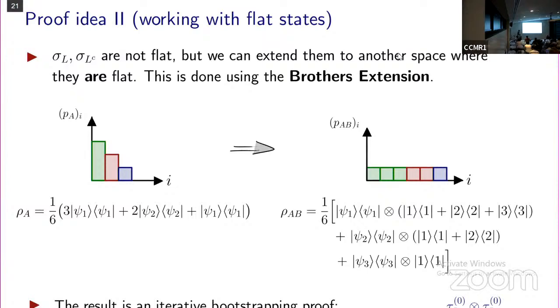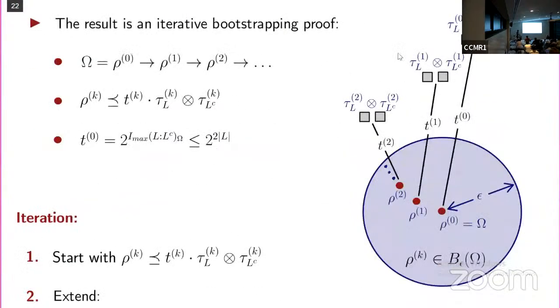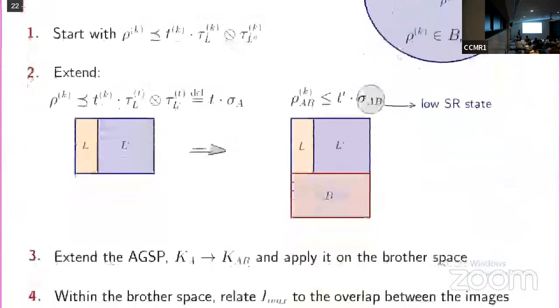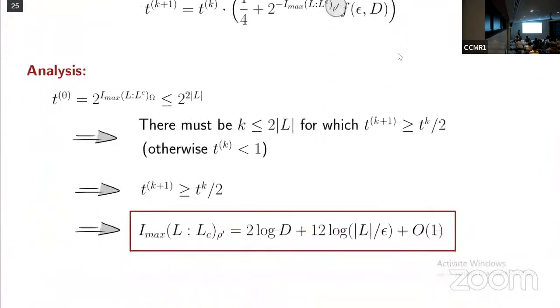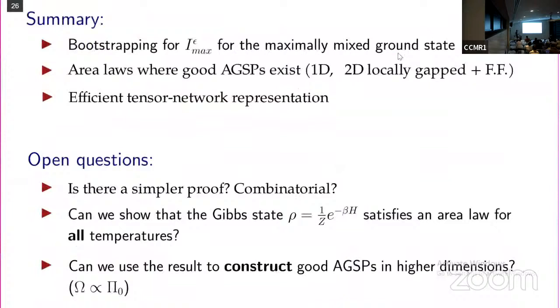So this is the road that we follow, and I don't have time to go over it. But in the end, we apply a certain argument in an iterative manner. We always get some product states that satisfy this condition, and using the brother extension, we can relate their overlap with the ground space with their Imax, and in the end we get the result we need.